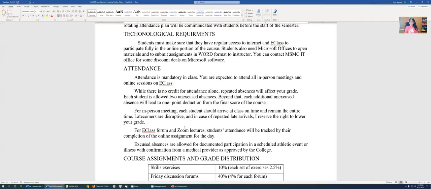So in these circumstances, you can be absent from class without explaining. You don't need to email me to tell me why you are missing class. But this can only happen twice in the semester. Beyond these two unexcused absences, each additional unexcused absence would lead to, as you can see here, a 1 point deduction from the final score of the course.